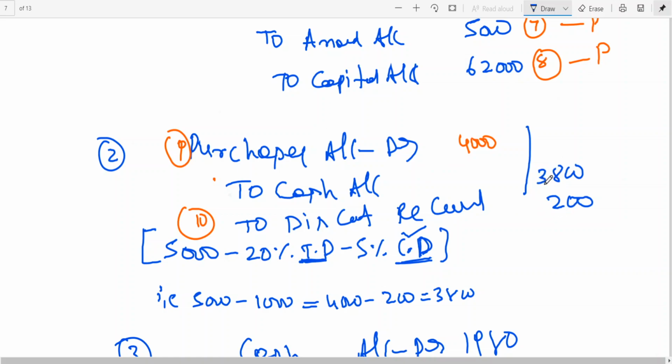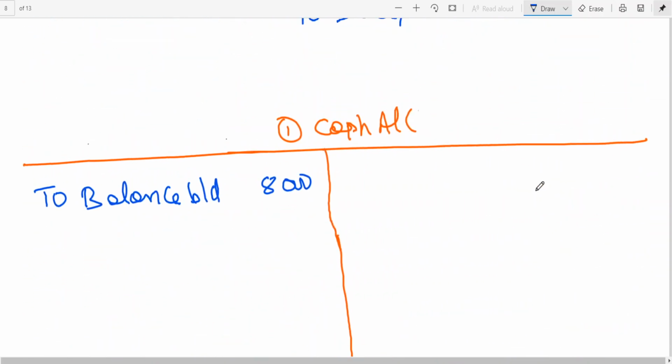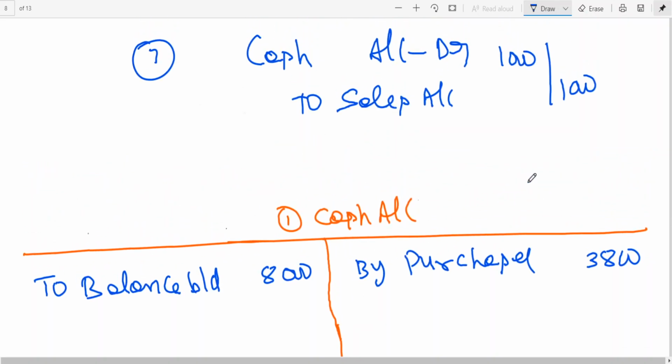Similarly, cash account is to be created. On the credit side, the opposite account is purchase, but how much amount should you write? 3,800. That is what I am writing here. In cash account I must write by purchases. How much amount have I paid? 3,800. Clear to all of you?